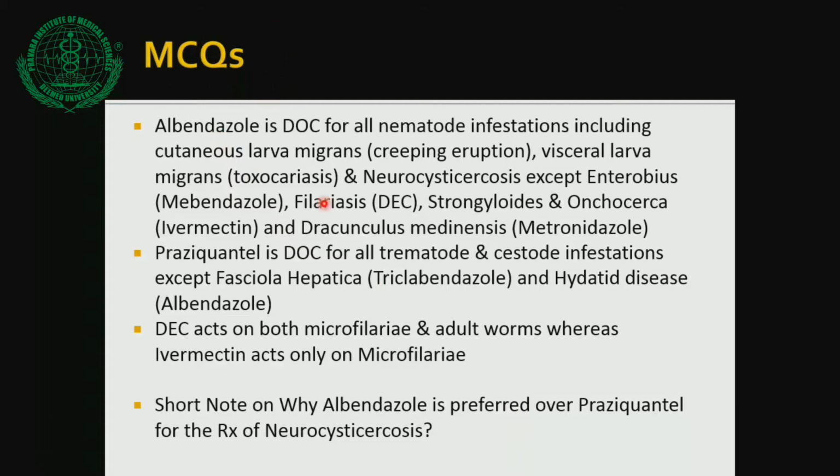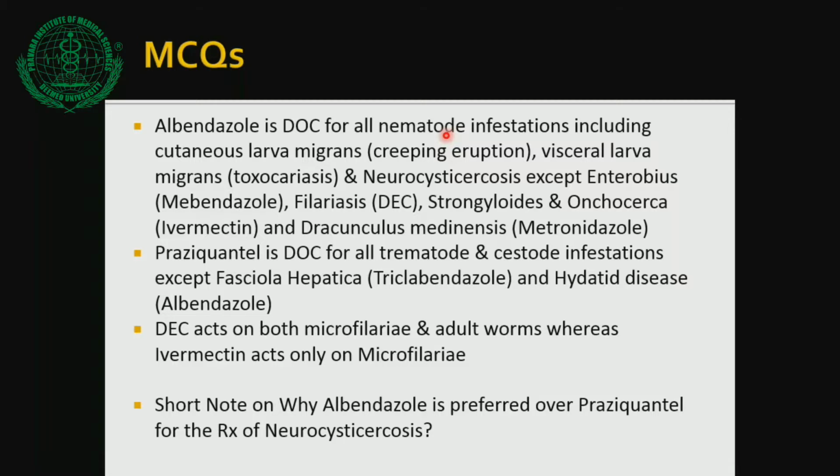These are very high-yield MCQs on this topic. So we will just revise. Albendazole is a drug of choice for all nematode infestations, including cutaneous larva migrans, which is also called creeping eruption, visceral larva migrans, which is also called toxocariasis, and neurocysticercosis, which is caused by Taenia solium. So drug of choice is albendazole in all nematode infection like roundworm, hookworm, pinworm, threadworm.